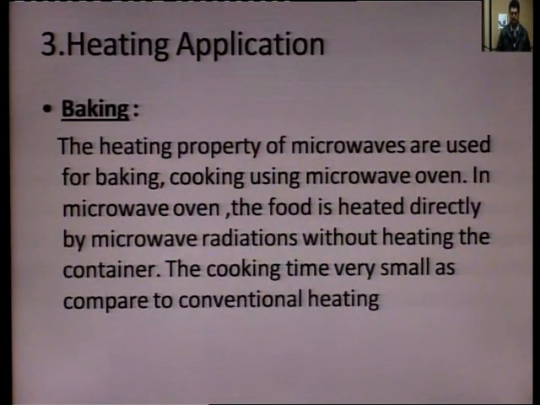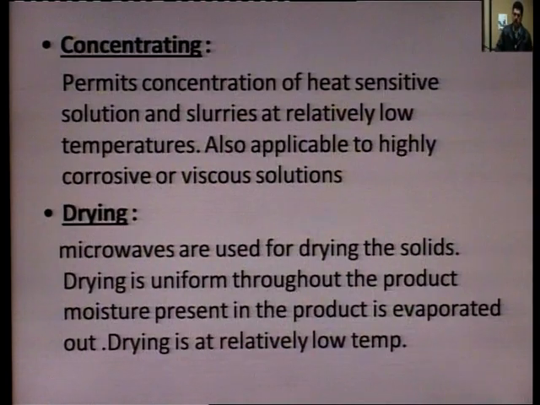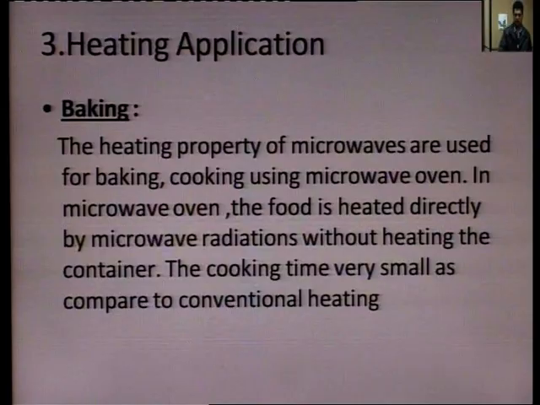So, the next application is the heating effect, baking. The heating property of microwave is used for baking and cooking using a microwave oven. In a microwave oven, food is heated directly by the microwave radiation without heating the container. Basically, when microwaves fall over the food, water molecules vibrate, and as a result it heats up. So, the cooking time is very small as compared to conventional heating.